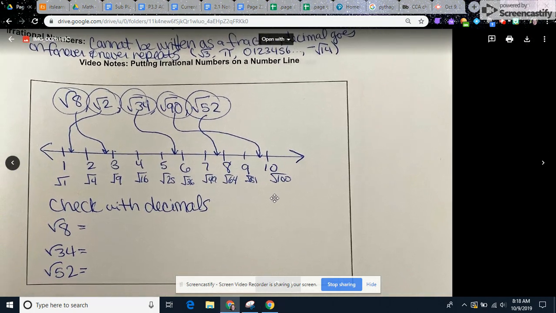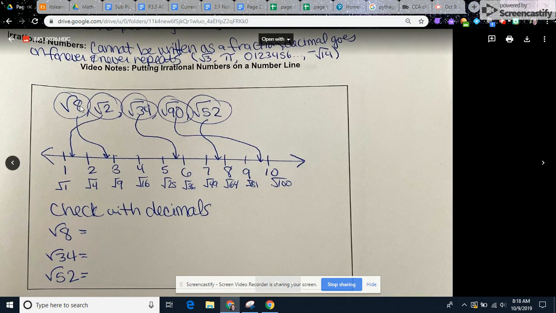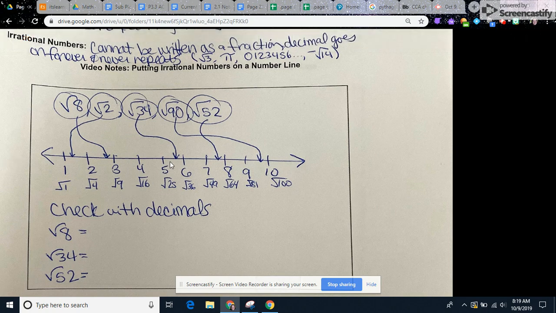So now let's put some numbers on the number line. So if we have a number line, 1 to 10, underneath you're going to see the perfect squares. So 1 squared is 1, 2 squared is 4, 3 squared is 9, 4 squared is 16, 5 squared is 25, 6 squared is 36, 7 squared is 49, 8 squared, 9 squared, 10 squared. So then when you take the square root of, say, 64, we know that the answer would be 8.